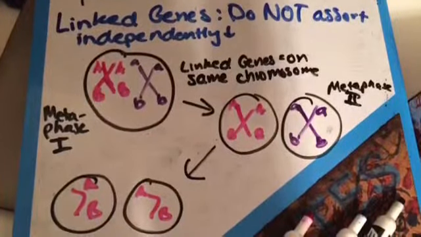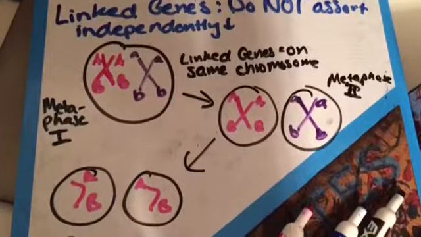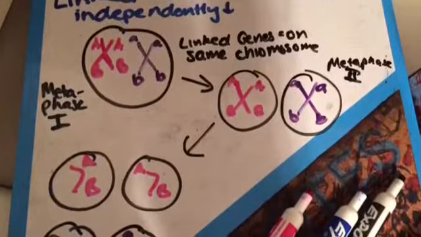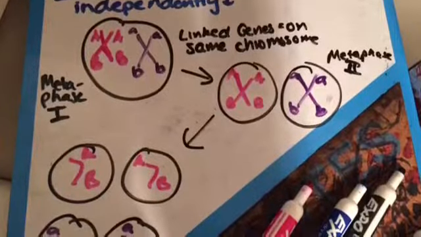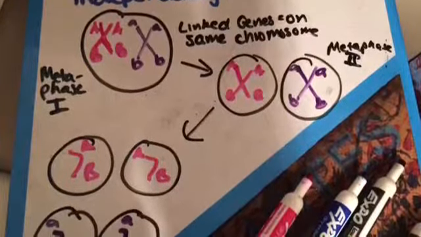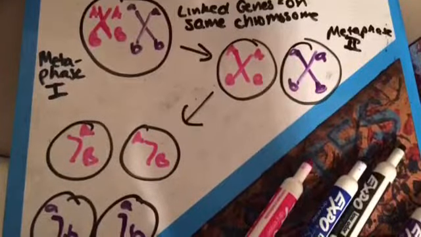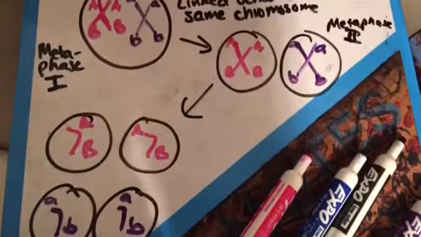In this example, there is one pair of homologous chromosomes, meaning 2 total. The A and the B genes are linked, meaning they are located on the same chromosome. Because of this, the dominant A and the dominant B allele end up on the same chromosome, and the recessive A and the recessive B end up on the same chromosome.